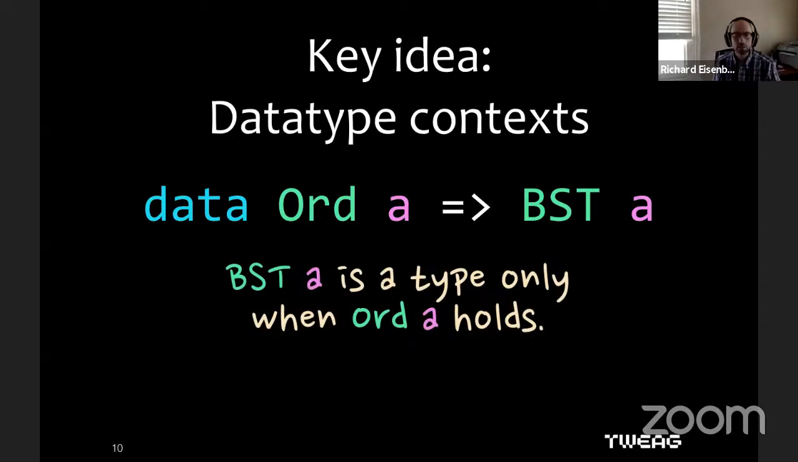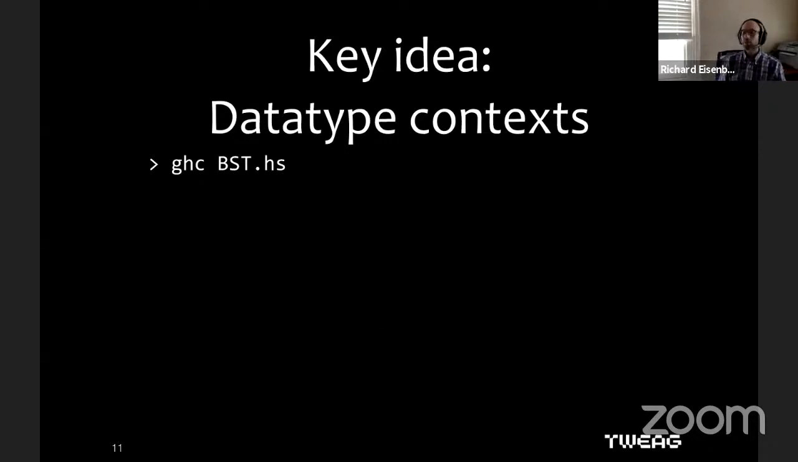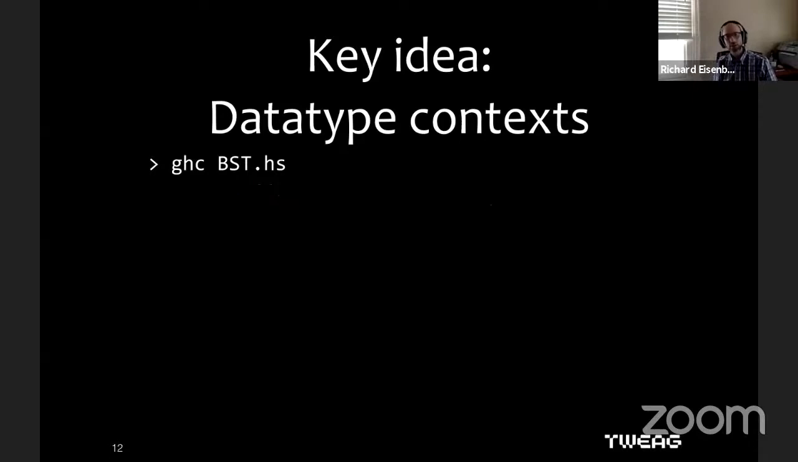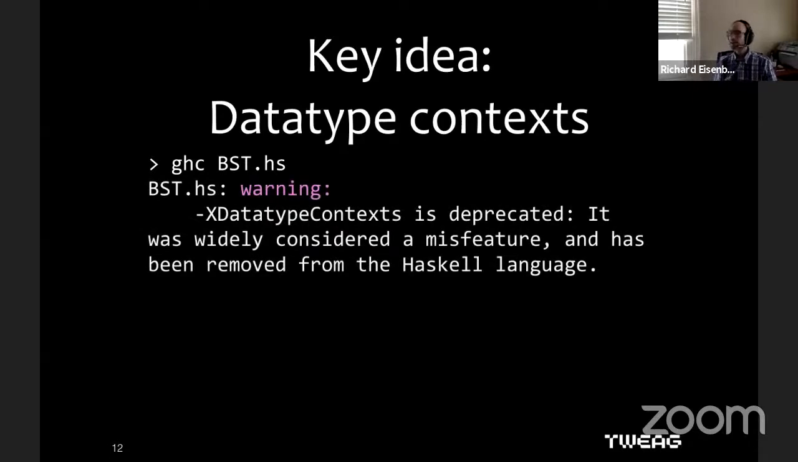And actually, you can type this in today. If I put that in bst.hs and try to compile, I get an error: illegal data type context, use DatatypeContexts. Okay, fine. So I edit my file, add the data type context extension, and try again. And then I get this: data type context is deprecated. It was widely considered a misfeature and has been removed from the Haskell language. Although this is only a warning, so we could argue maybe it hasn't quite been removed. What's also interesting is there's no way of disabling this warning. I cannot program with data type context without getting warnings.